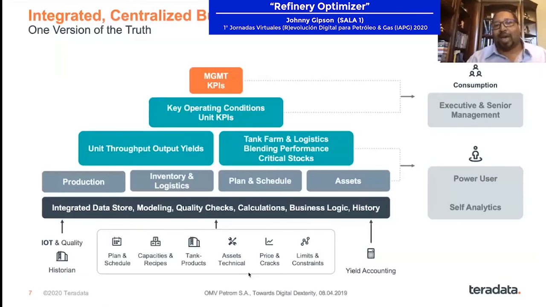So how does this happen? Basically, with this business analytic hub, we're not replacing any sources, but what we have done is connect those sources and put them on an integrated data model.